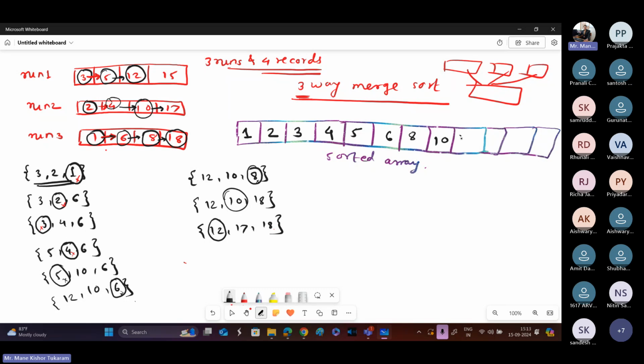So I just shift that particular 12 over here and I can just move towards the next element, that is 15. So 15, 17, 18.